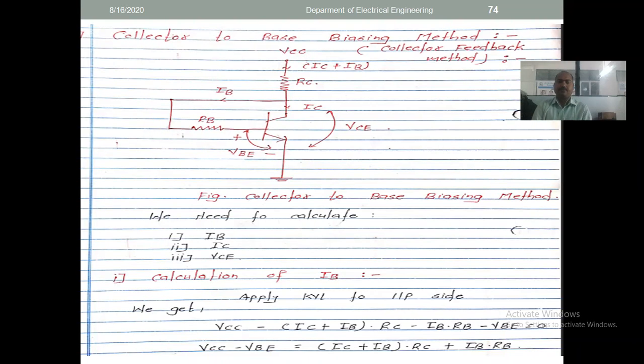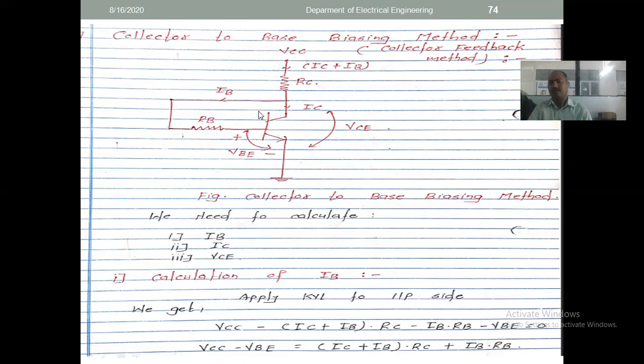Yes, sir. Okay. Now we have seen one of the important topics of this session, that is the collector to base biasing method. This method is also called the collector feedback method. Why is it called the collector feedback method? See, this is the configuration. In this configuration, we use the feedback of the collector to the base. Here, this is the collector terminal. The feedback of the collector is taken and applied to the base. That's why it is called the collector feedback method, another name for the collector to base biasing method.